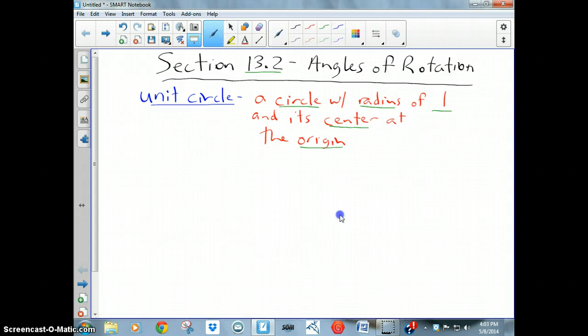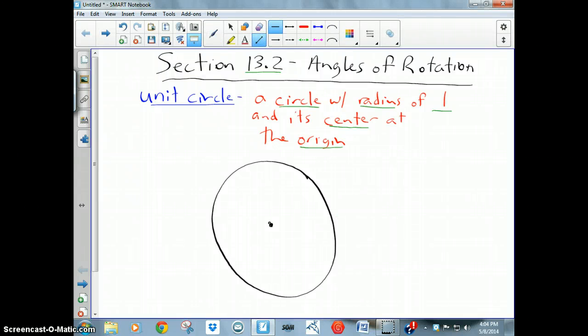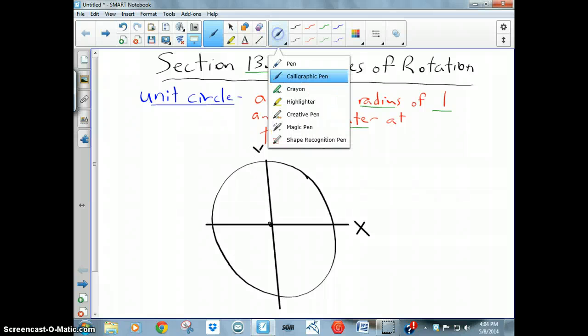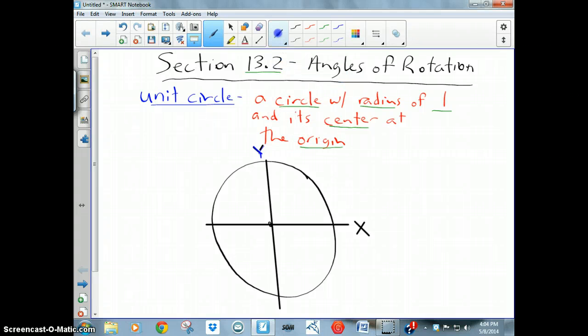So for instance, if I draw you a circle, not too bad. The center's roughly about right there. Putting this circle on the coordinate plane, I'm going to draw some straight lines, hopefully right through that center, and another straight line right through that center. This would be the x-axis, and this would be the y-axis.